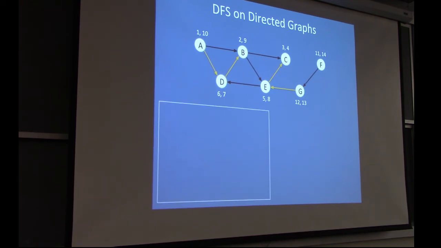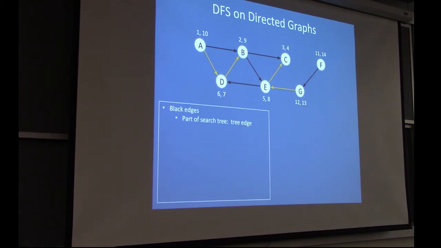Now, is the fact that the edge from A to B is black, is that a property of the graph? Or is that a property of the algorithm? The algorithm. The algorithm could have decided to go to D first, in which case the edge from A to D would be black and the edge from A to B would be orange. So it's not an intrinsic property of a graph. It's just what happens when the algorithm runs.